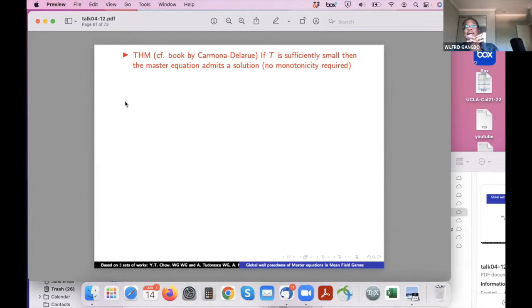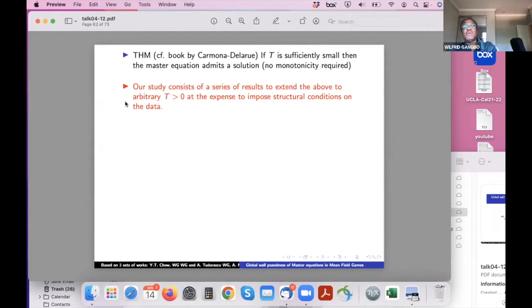The result on which we rely, the existence of a solution to the master equation for sufficiently small time, is something which is by now well understood and can be found in the book by Carmona and Delarue, when the data is sufficiently smooth and no monotonicity condition is required here. Our study consists of a series of results where we want to extend the above result to arbitrary time.